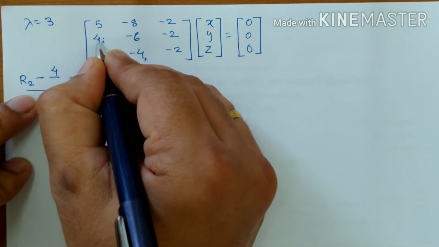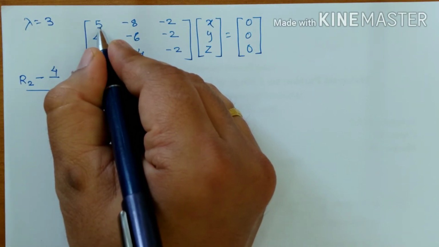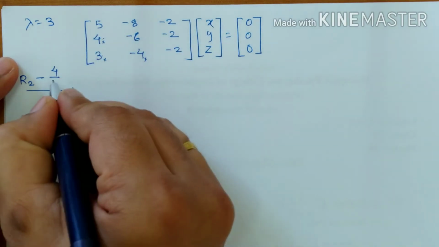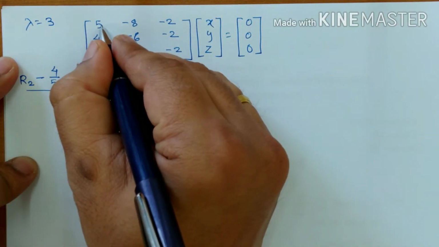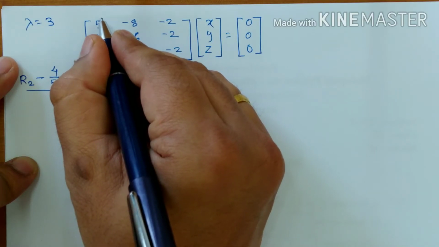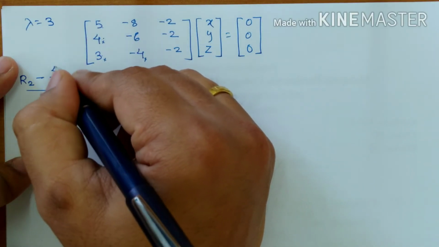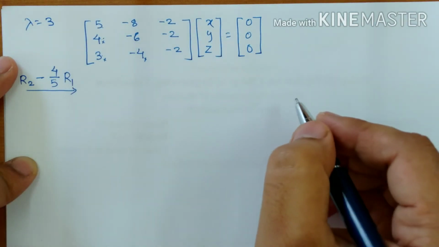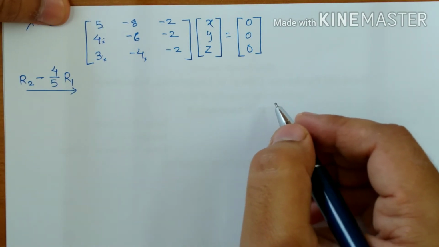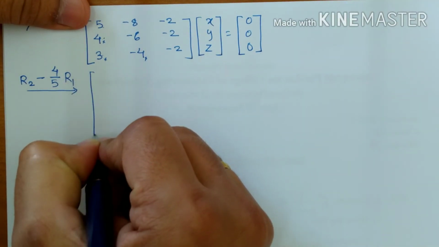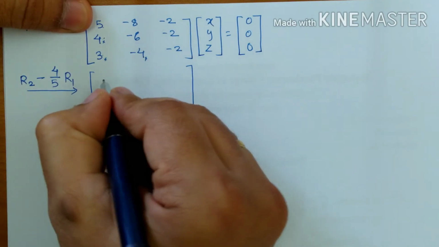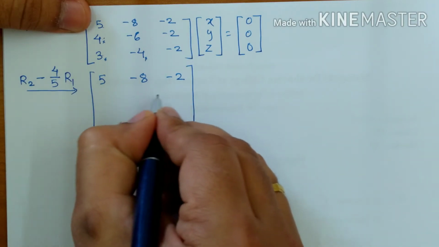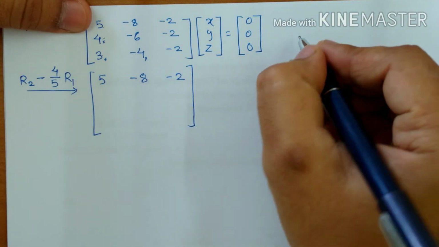To subtract 4 from here, I am using the first row. But in the first row, the number is 5. To make it 4, we need to divide it by 5 first. So when I divide it by 5, I get 1. And once I get a 1 there, multiplied by 4. So I need to multiply it by 4 by 5. That means I will multiply the first row by 4 by 5 and then subtract it from second row. But in actual calculation, the first row will remain same. There is no change at all. Only change will take place in the second row.